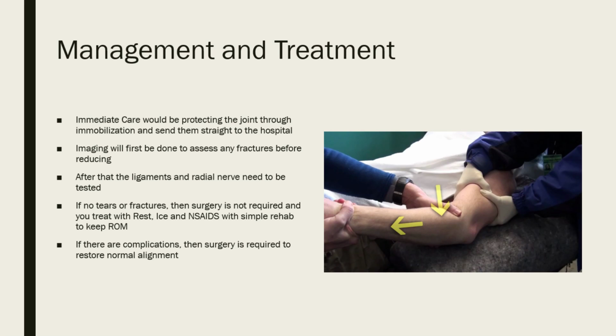For management and treatment, immediate care is that we need to protect the joint, immobilize it, and send them straight to a referral to the hospital. Typically, they will do imaging right away to rule out any fractures before they even think about reducing. They also want to look at the radial nerve, because there's a lot of damage that occurs to the radial nerve with dislocations. And also test the ligaments.